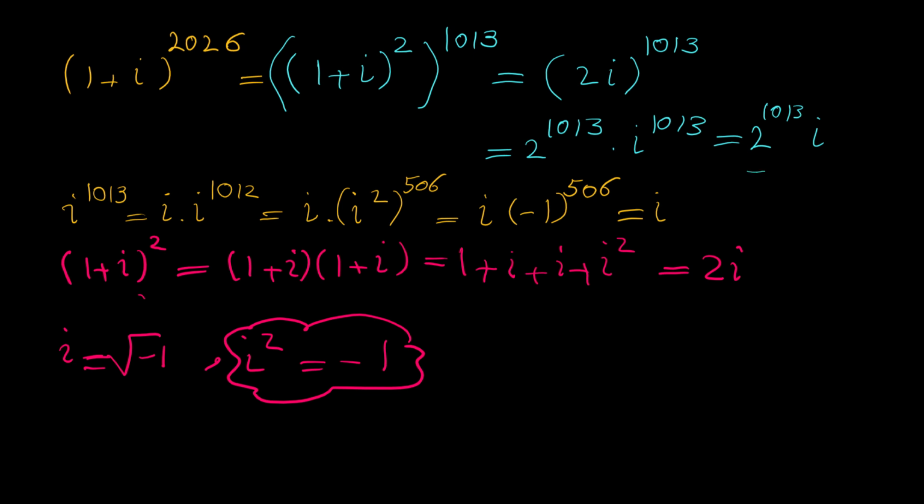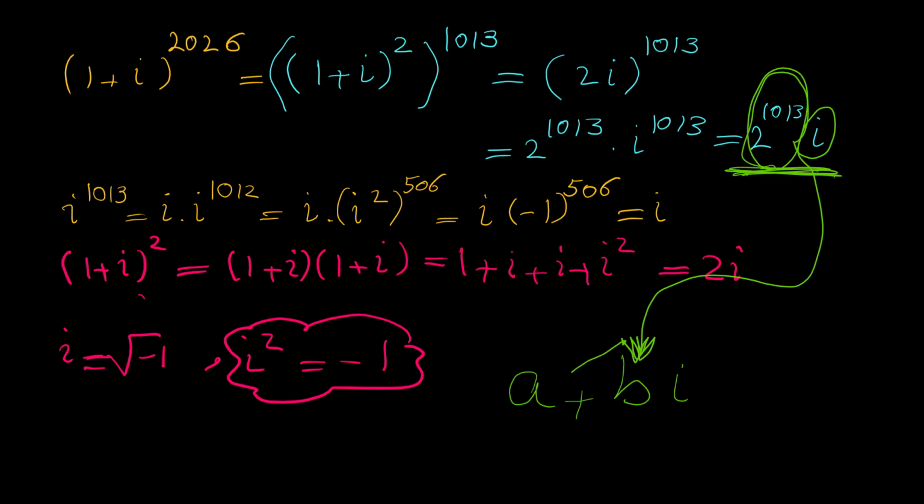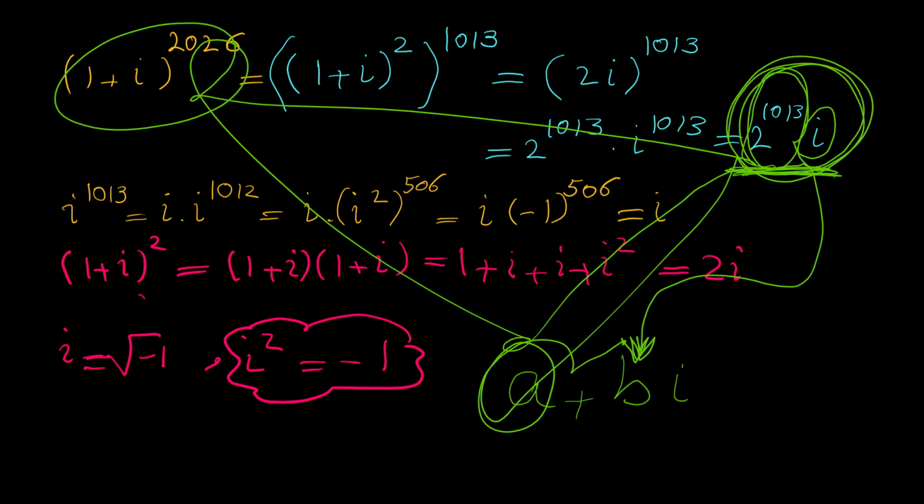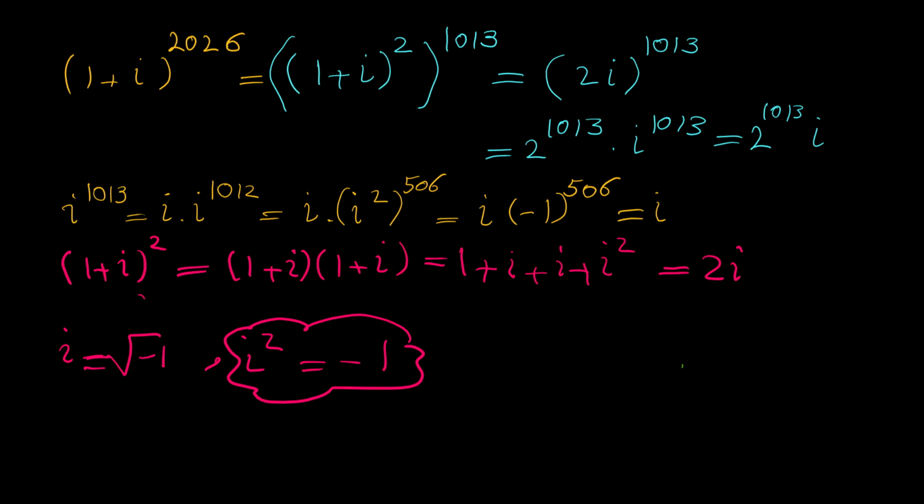Please pay attention. You don't even need to calculate this; it is a very big number. Leave your answer in this form. And note that we have written our answer in the form of a plus bi, where the coefficient of i is b, and the real part of this complex number, which is the answer of this question, is 0, because we don't have any real part in our answer here. Well, let's move to the next question.